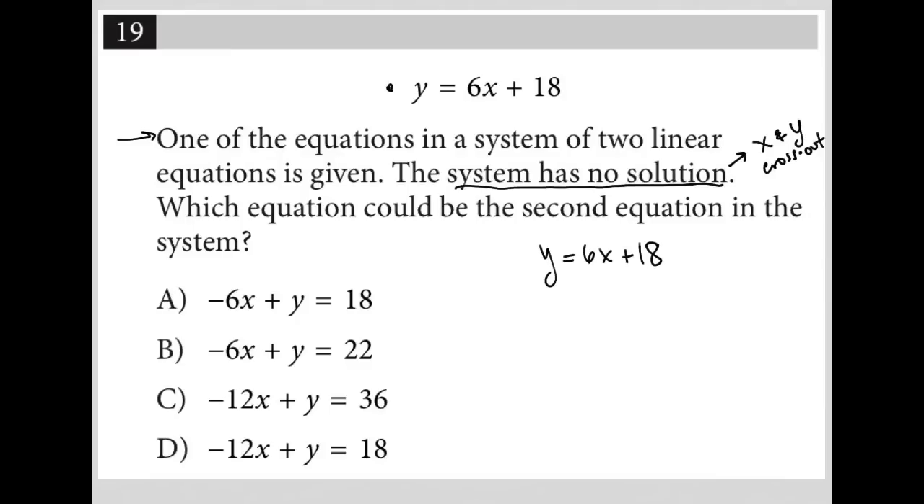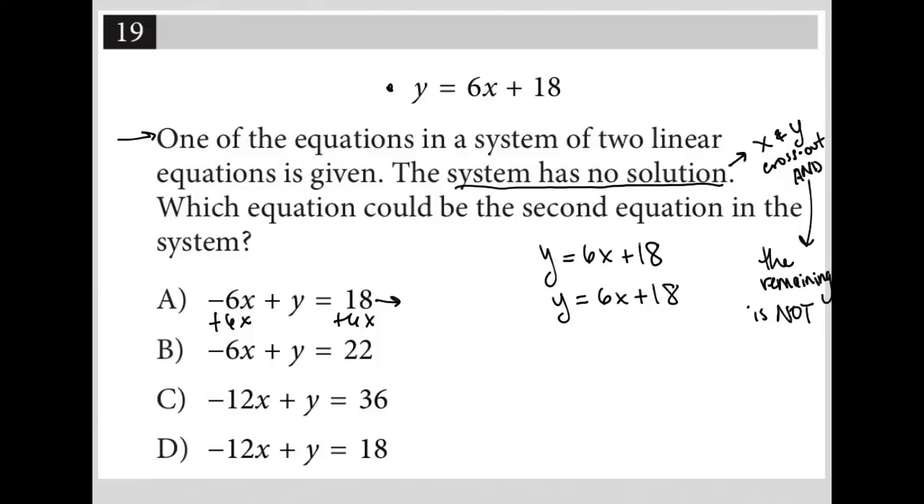Well, looks like they tried to move things around a little bit, but really choice A, if I were to isolate y by adding 6x to both sides, would literally become y equals 6x plus 18. X and y cross out, and, very important, the remaining is not true. So you'll see what I mean in a second.